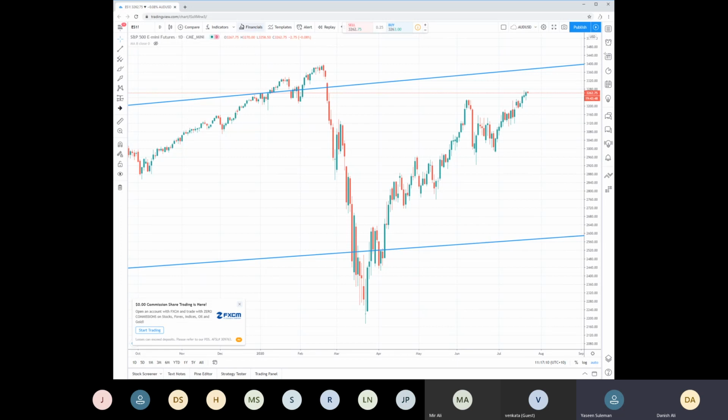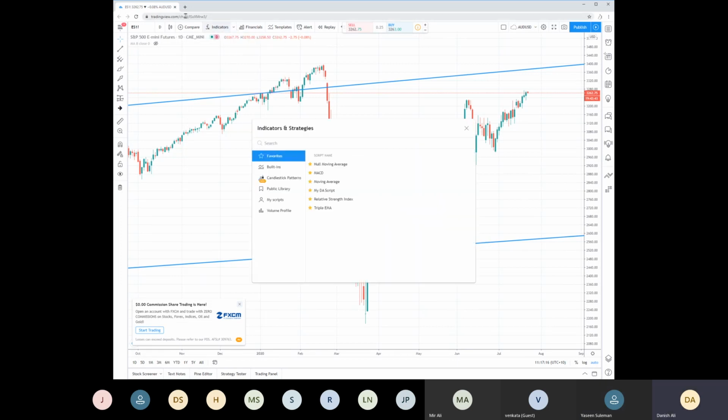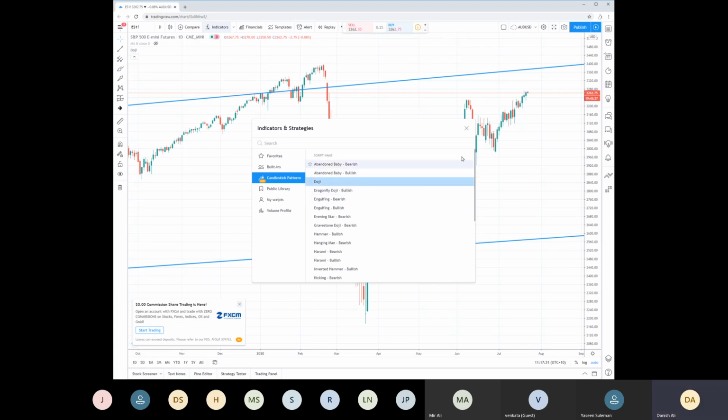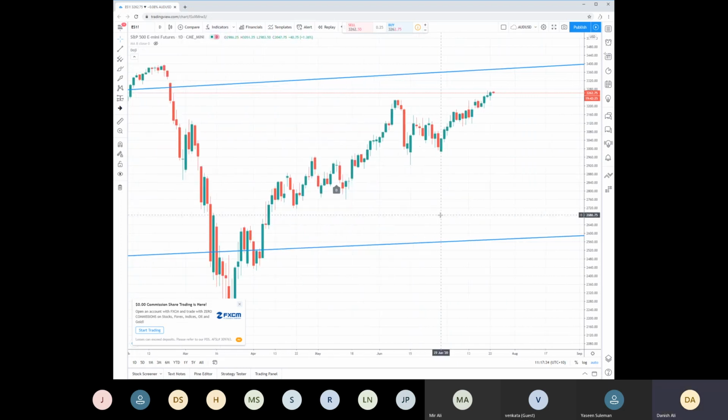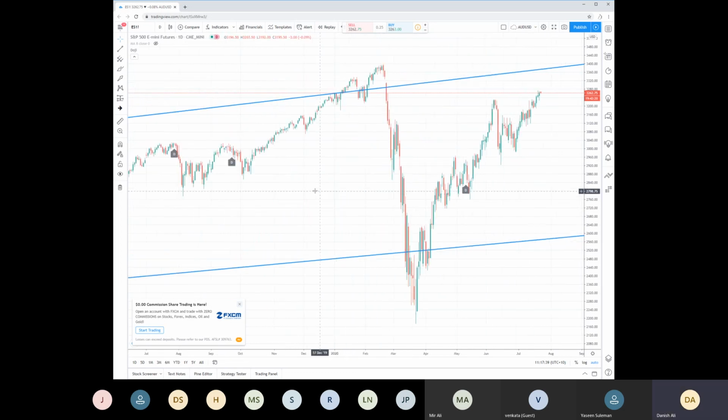I'll show you some free things that you can figure out on your own. You go to indicators. This is tradingview.com, free account. You just go to indicators, click on candlestick patterns and select any one of these. Say a doji. It will point it out for you. It'll also show you the explanation right here if you hover over this label.